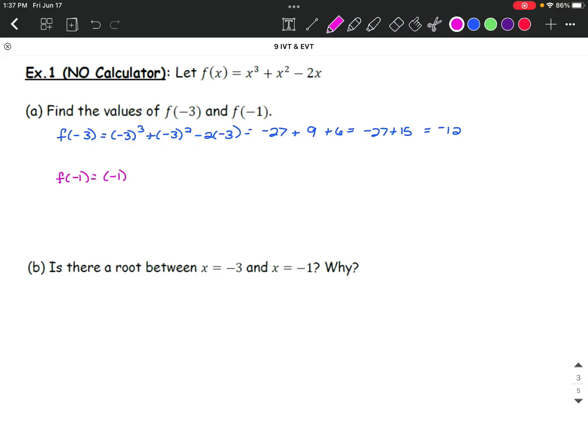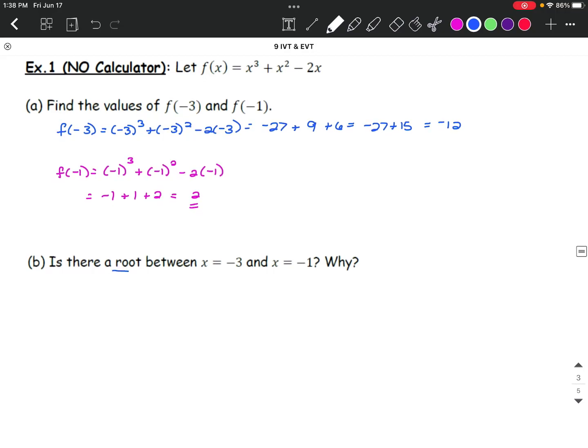And then we're going to find f of negative 1. So that's negative 1 cubed plus negative 1 squared minus 2 times negative 1. So that's negative 1 plus 1 and plus 2. So that's going to give us 2. Now, is there a root between negative 3 and negative 1, and why?